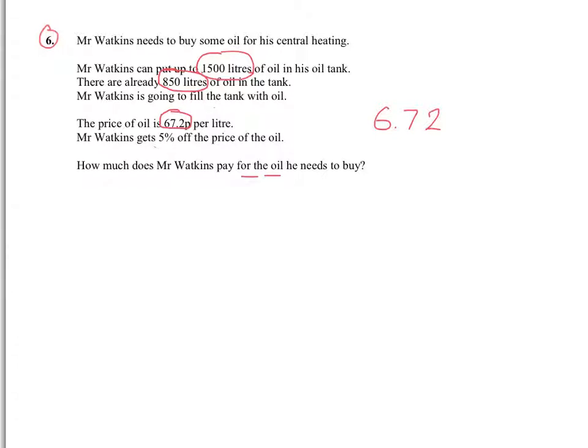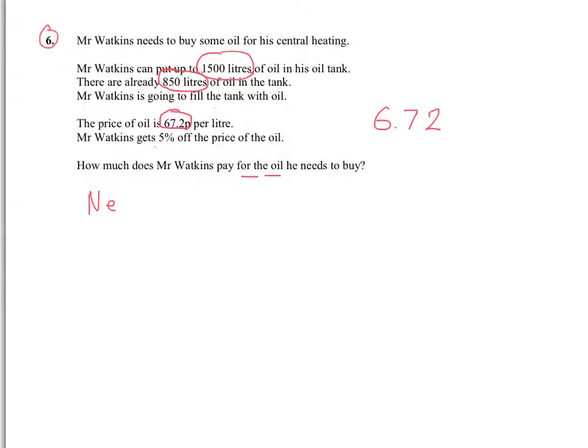Okay, so let's go back to the question then. Mr. Watkins can put 1,500 litres of oil in his oil tank. There are already 850 litres of oil in the tank. So let's work out, first of all, what's useful, what do we need to know here? Well, hopefully the first thing we need to know is sort of obvious. We need to know how many litres of oil he needs to buy.